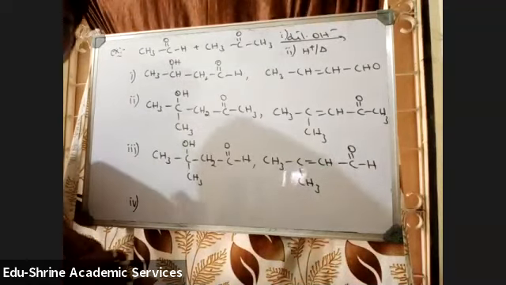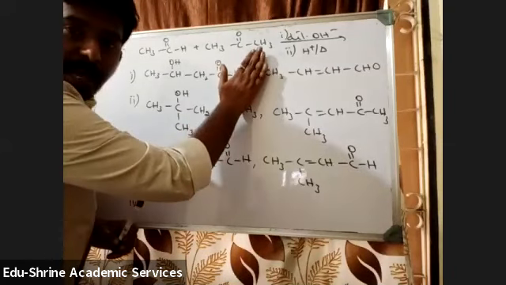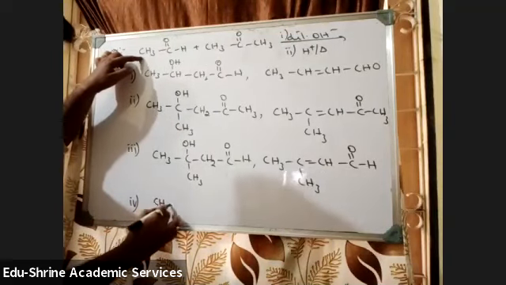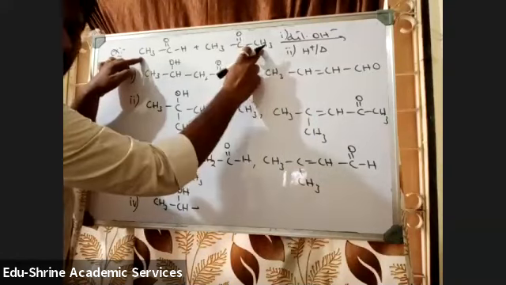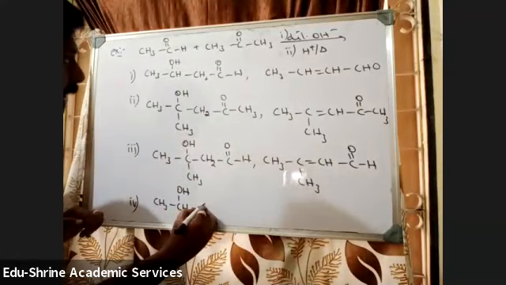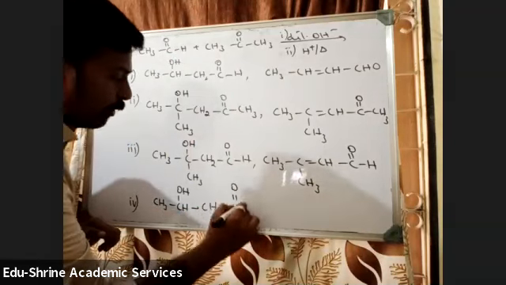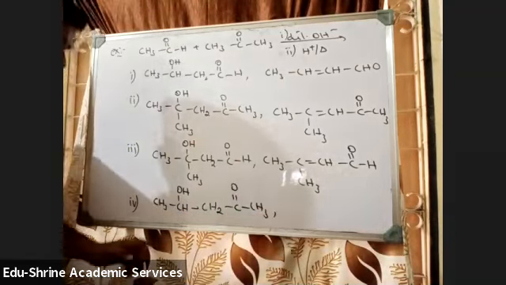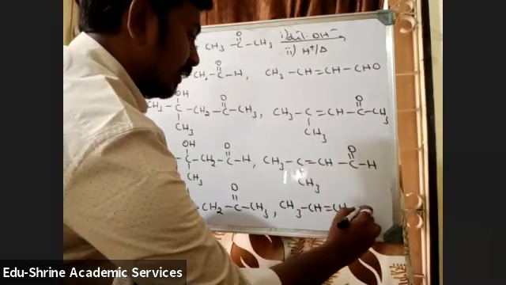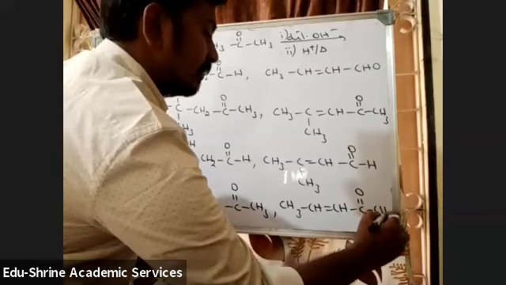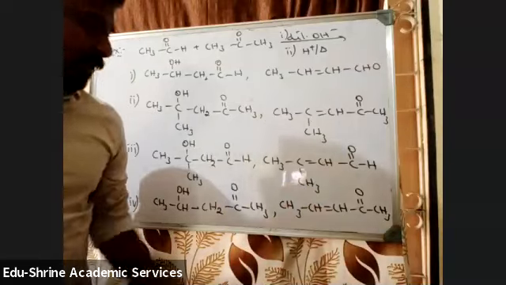Third product. Fourth product. If you are generating a carbanion here, this will be converted to OH. So you will get CH3, CH, OH. So symmetrical ketone. So any carbon atom can attack this one. So you get CH2, C double bond O, CH3. And then the product will be CH3, CH double bond CH, C double bond O, CH. Okay, students. So these are the 4 products formed.